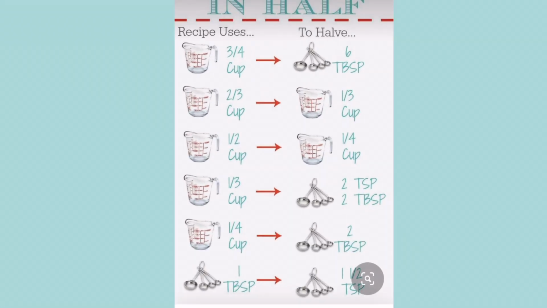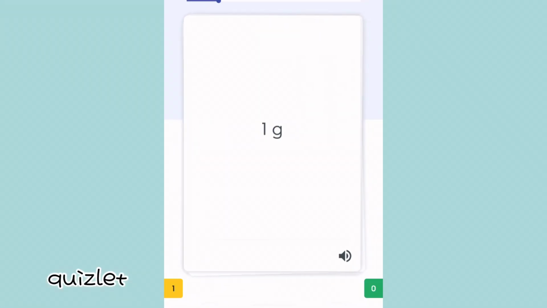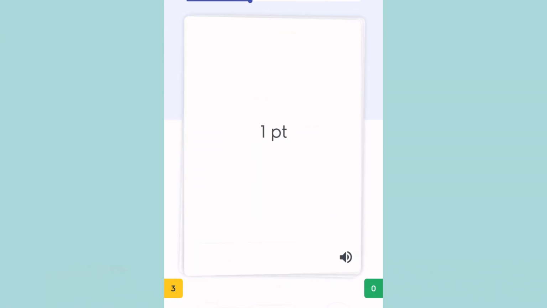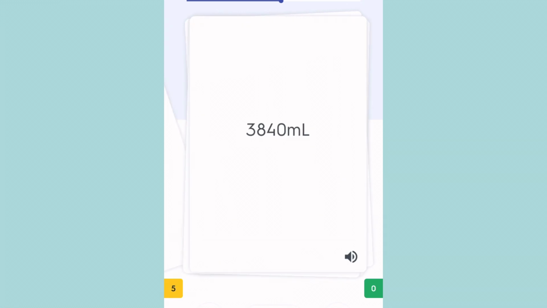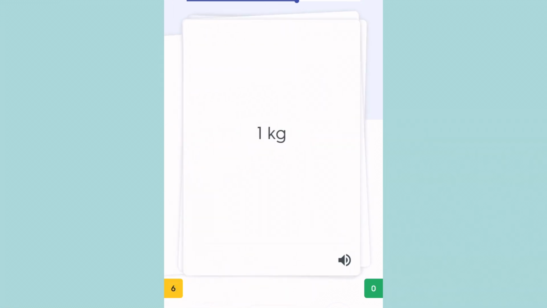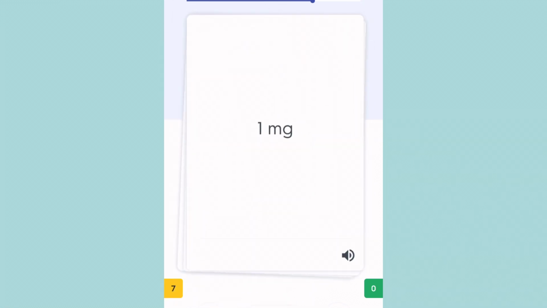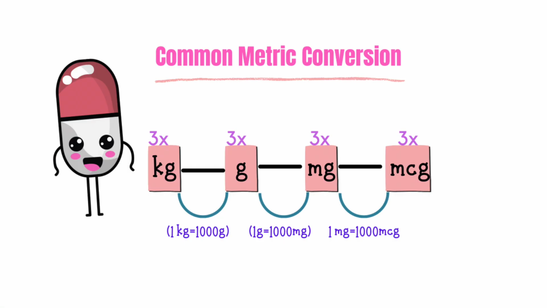Also, y'all, I love using Quizlet. Quizlet is a great app to help you memorize things. You can do quizzes, you can even make your own test. I'll have the link to my Quizlet down below too. My very last tip is to find one method that works best for you and stick with that method. Now we're going to talk about conversions within the metric system.